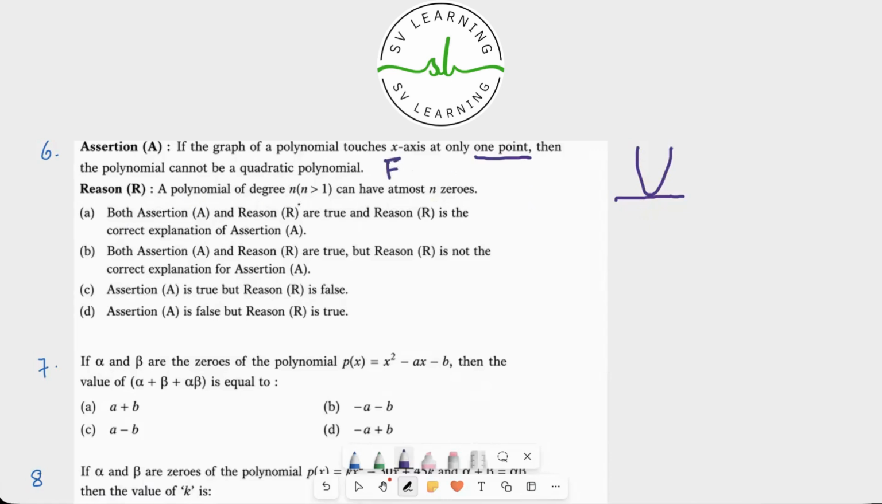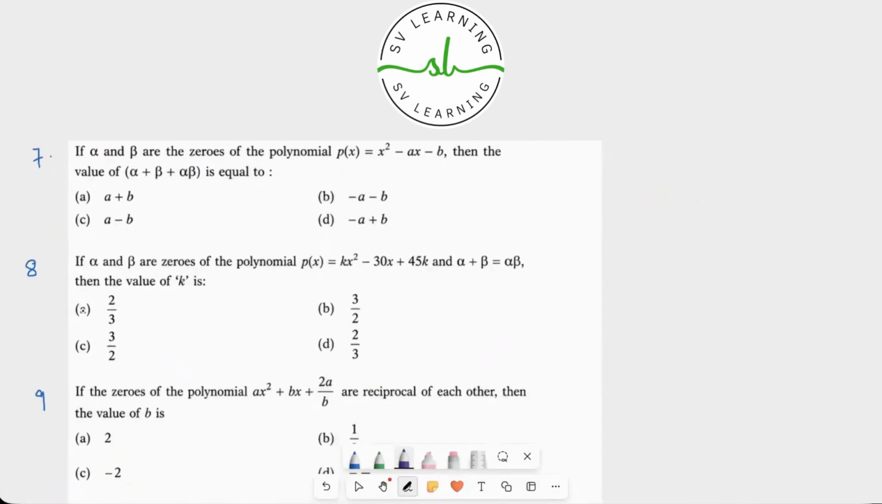Reason: a polynomial of degree n can have at most n zeros. That is correct. So if the polynomial is of degree 2, it can have maximum 2 zeros. And when it is touching the x-axis at this point, it has 2 equal zeros, or you can say 1 zero only, because both the zeros will have equal value. So the reason is true. So option D.